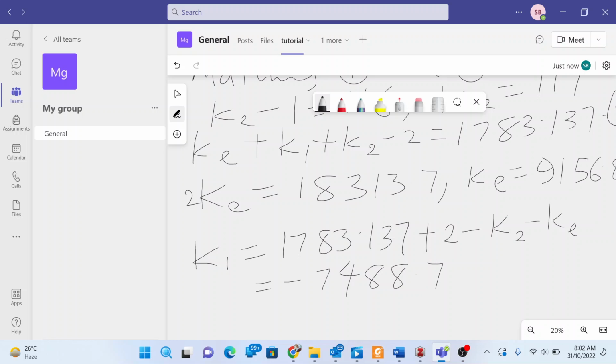So those are the three values that we need to get. So now we have our k1, our k2, and our ke. So those are the three controller gains that we need to get.